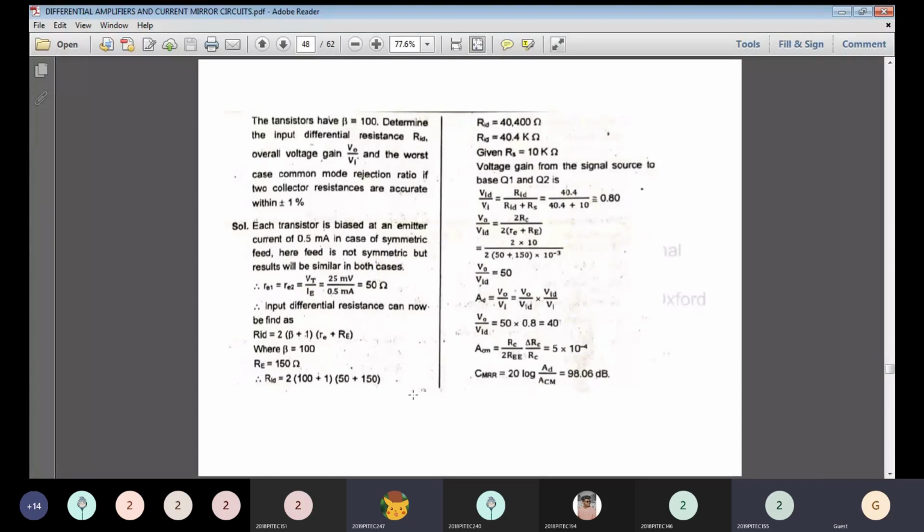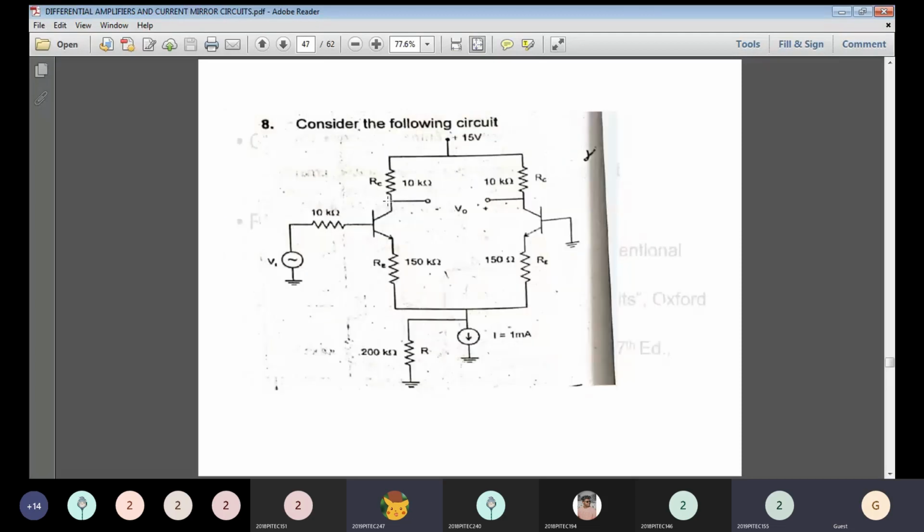So totally we are getting RID equal to this value. The value of RID is nothing but 40,400 ohms, that is written as 40.4 kilo ohms. The RS value is given in the question. From the diagram, you can take this RS value as 10K.